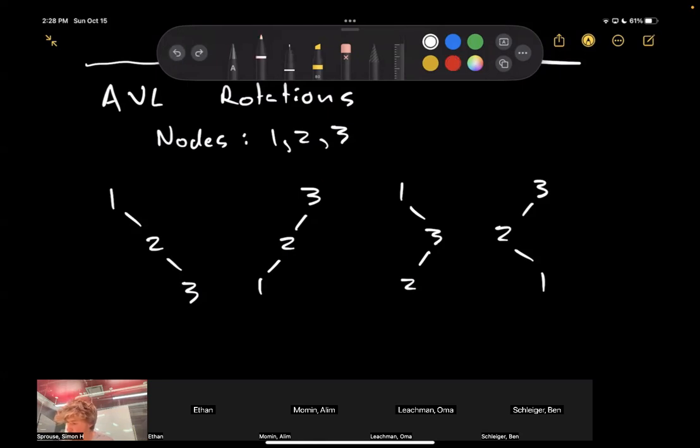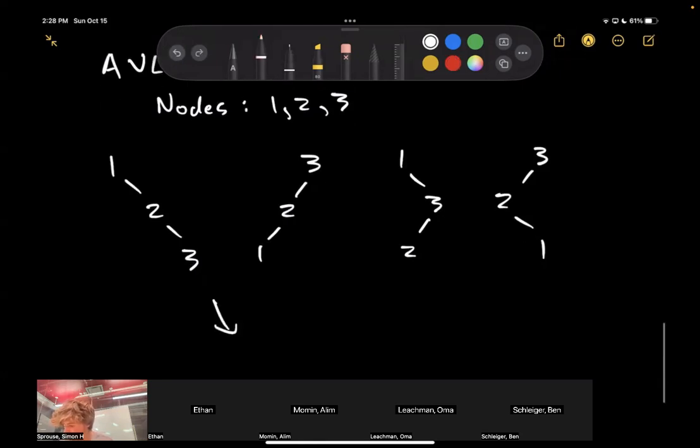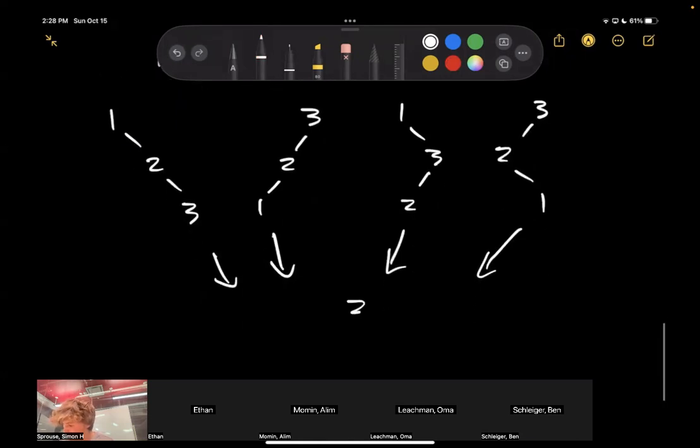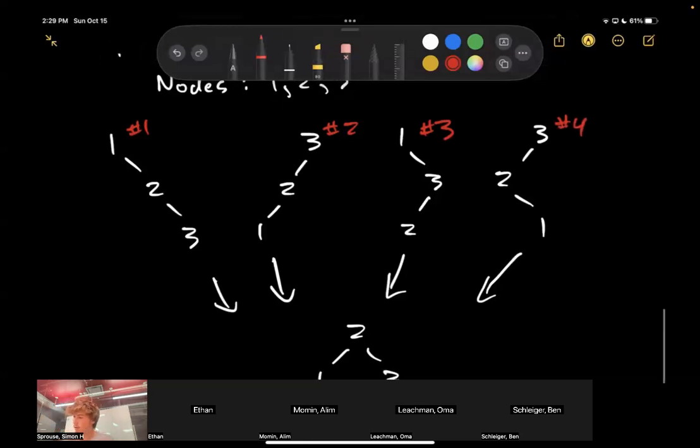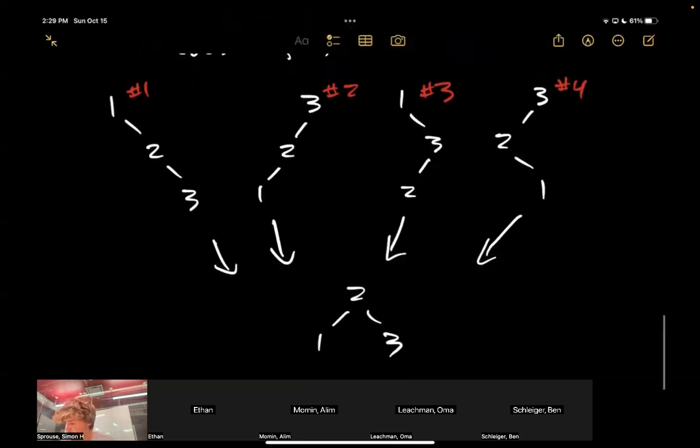And like I said before, all of these trees, once we rotate them, are all going to converge upon the same tree, which is this. So to fix all of these rotation cases, which I'm going to enumerate, I'm going to call this number one, number two, number three. Oops, my bad. I'm so sorry. And number four, respectively, they're all going to converge upon this case right here, which is balanced.